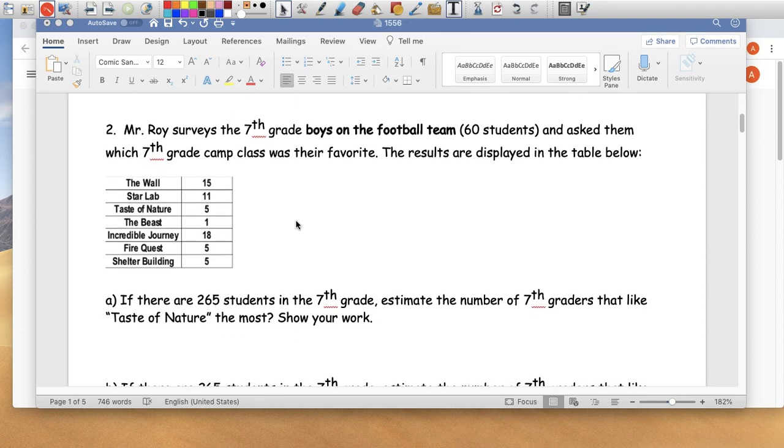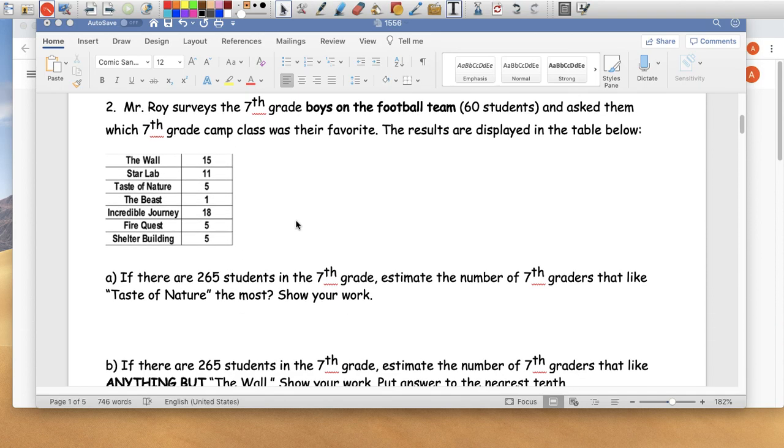Question 2 talks about, remember what statistics is, right? We are going to use a sample, because I don't have the means of surveying everybody in the population. So we take a sample, and then we can see how the population is going to behave. Mr. Roy took a sample of 60, the 60 boys on the football team, and asked them about their favorite camp class. If you go to camp, these are some of the classes that were offered, and these were the results.